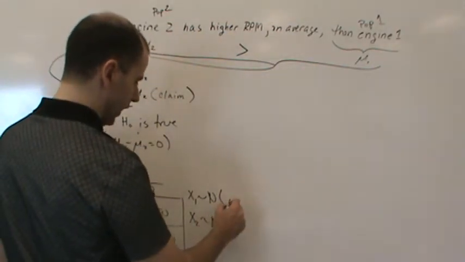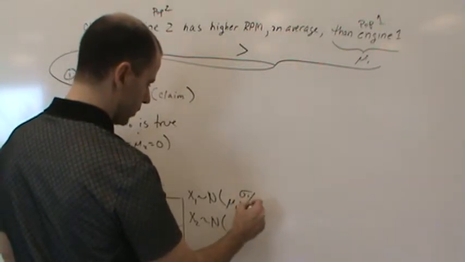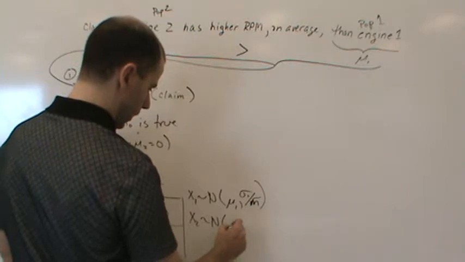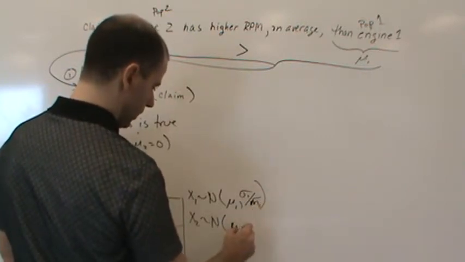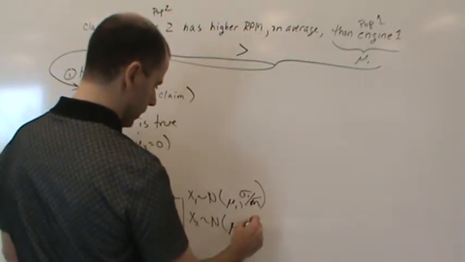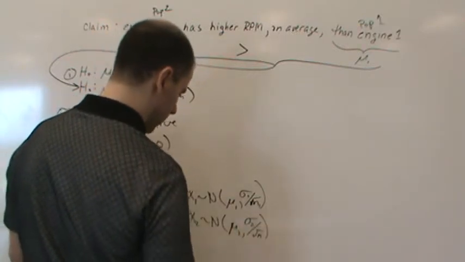That it's going to have a standard deviation of sigma 1 over the square root of n1, and mu1. And then the second one's going to have a mean of mu2 and a standard deviation of sigma 2 over the square root of n2. Okay, so we know that.